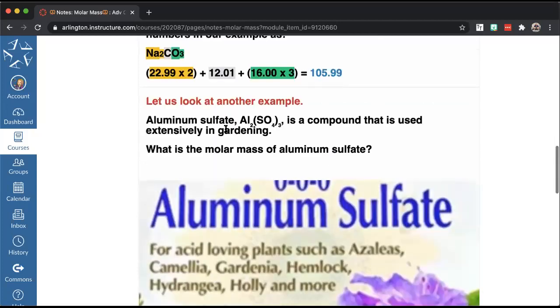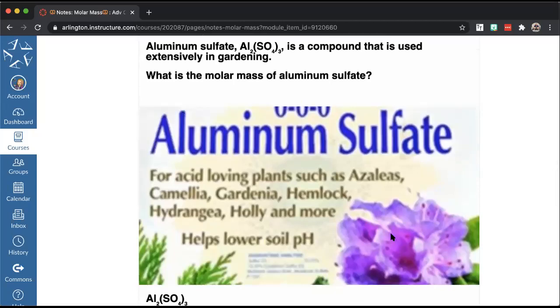Another example has aluminum sulfate. This one's got parentheses, so that's why we're looking at it, because they're a little bit more challenging. This is used in gardening. It helps lower the soil pH, because some plants grow better in acidic soil, some grow better in basic soil. So if you adjust the soil pH, sometimes they grow better, or sometimes they turn different colors.